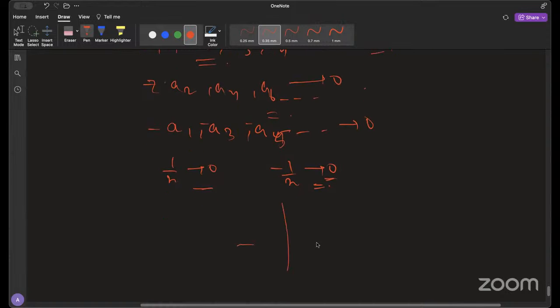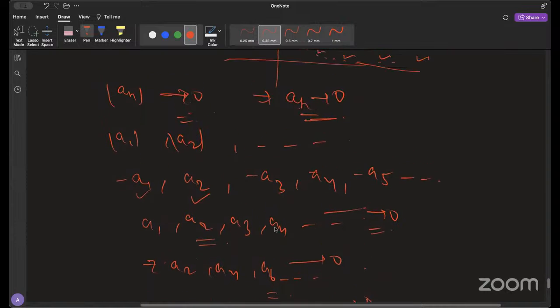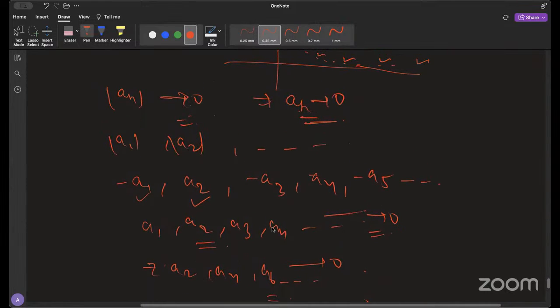I don't understand the mod part. See, when I say mod a1, mod a2, mod a3, I can have either positive or negative on a1, a2, or a3. By changing the term sign, I can write multiple sequences, correct? Yes. So I can write minus a1, a2, minus a3, minus a4, minus a5. No, you can't. a1, a2, a3, a4, a5 also will satisfy mod a.